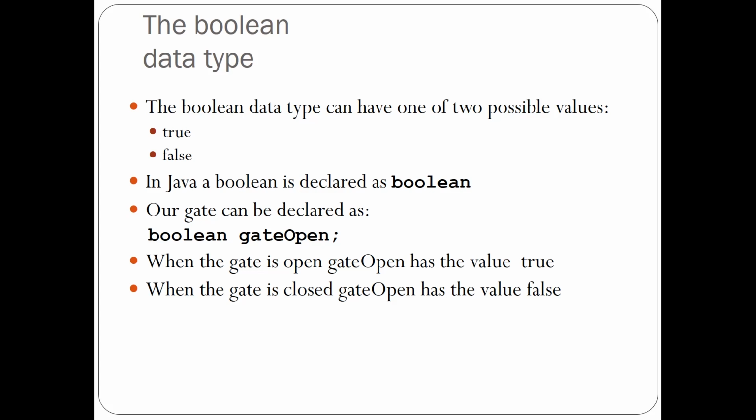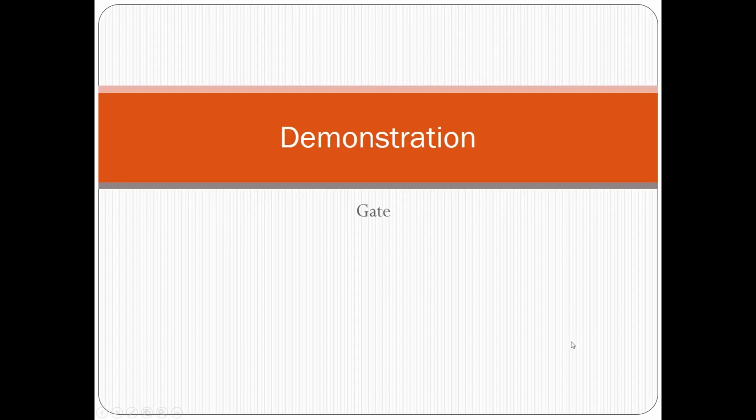To declare a Boolean in Java, we use the word boolean. We're going to declare a Boolean data type called gateOpen. If the value of gateOpen is true, we're going to use that to represent the gate being open. If the value of gateOpen is false, then we're going to assume that the gate is shut. So let's have a look at that now.